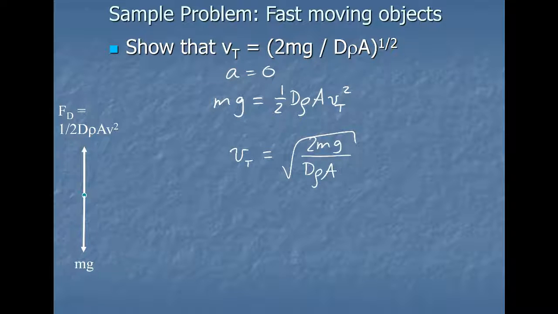Okay, so next time we're going to start talking about work and energy and how to use force to analyze systems in terms of the energy in those systems.